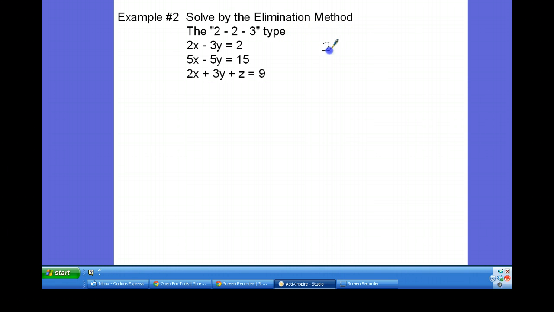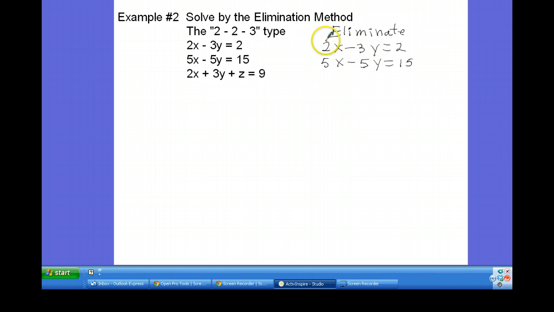So take your two variable equations, 2x minus 3y equals 2 and 5x minus 5y equals 15, and eliminate something. Eliminate one of the two variables. Now when we eliminate, we create opposites in front of one of the variables. So as we look at the x's, 2 doesn't go into 5. In the y's, 3 doesn't go into 5 either. So there's not going to be a real easy one. They're not already opposites either.